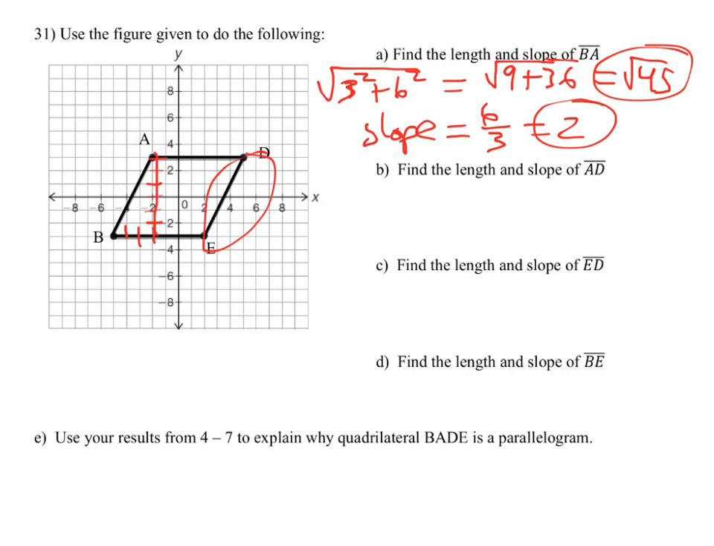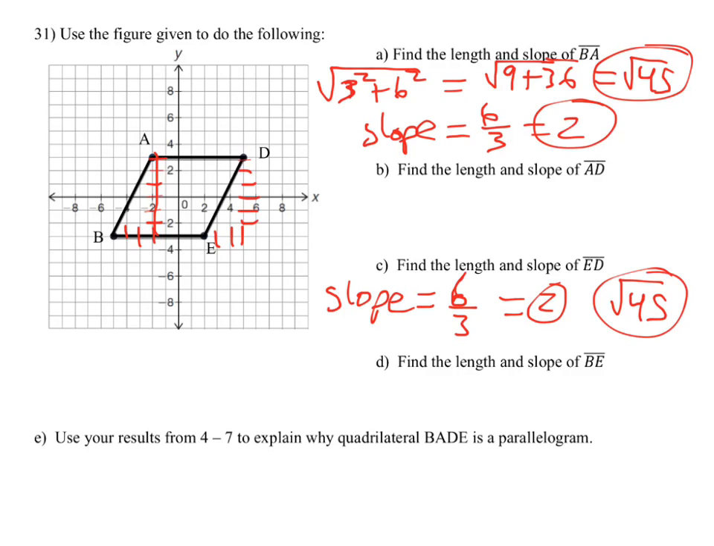And I notice right here, ED looks awfully similar to the slope. If the slope matches, obviously it's 1, 2, 3, and up 1, 2, 3, 4, 5, 6. So that slope is also 6 over 3, which is 2. And so it's also going to have a distance of the square root of 45, just like that one there.